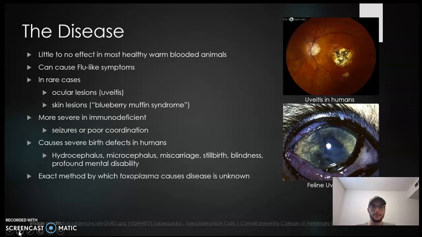So the exact method by which the infectious agent actually causes the disease is largely unknown. We know it occurs during the tachyzoitic stage because the tachyzoitic stage is the only motile stage and it infects every cell it can get to. But how exactly it interferes is unknown.